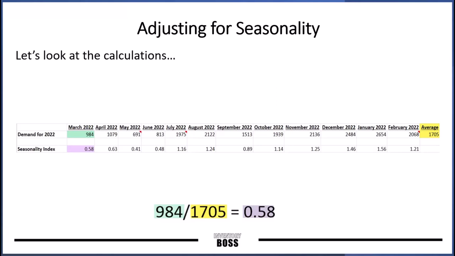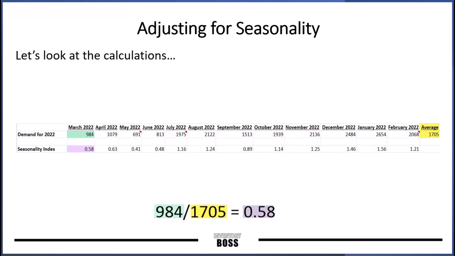Well, March is going to be below the demand of 1705. So we take 984, the sales in March, and we divide it by the average, 1705, and we end up with an indexed value for the month of March of 0.58. 984 units is 0.58 of the average, which is 1705. So basically, you're running about 60% of your average sales. That's it. It's nothing more complicated than that.